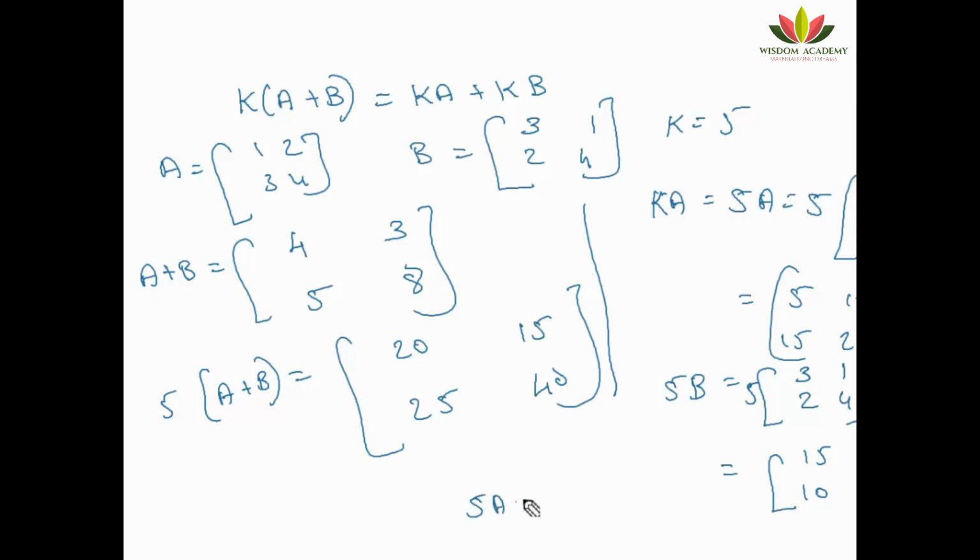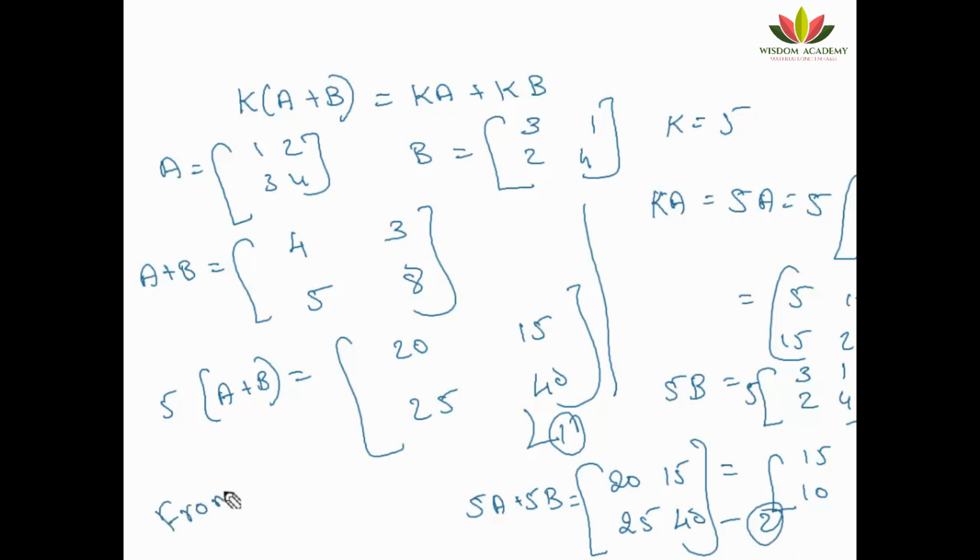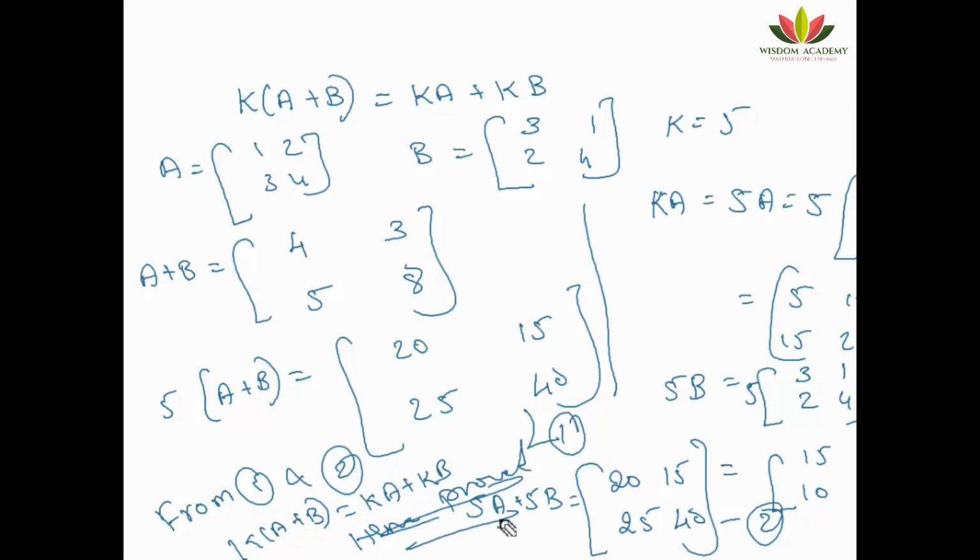So 5A plus 5B will be equal to, what is my resultant matrix? 5 plus 15 is 20, and 10 plus 5 is 15, and here 25 and 40. So this is my 1, this is my 2. From 1 and 2, what are we concluding? The property K(A plus B) is equal to KA plus KB. Hence, true. Right? Okay.